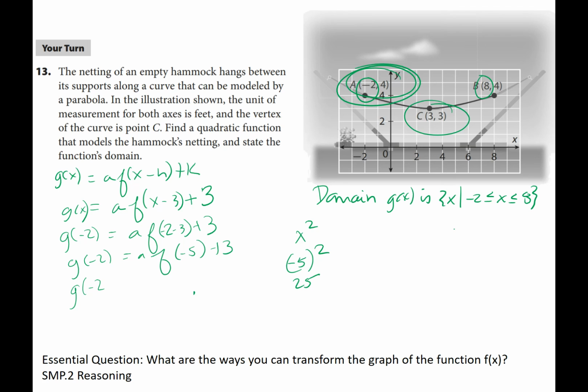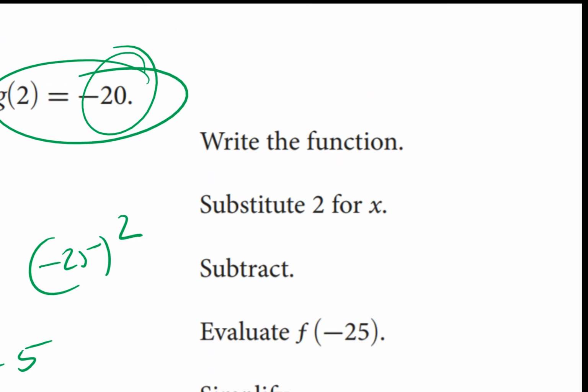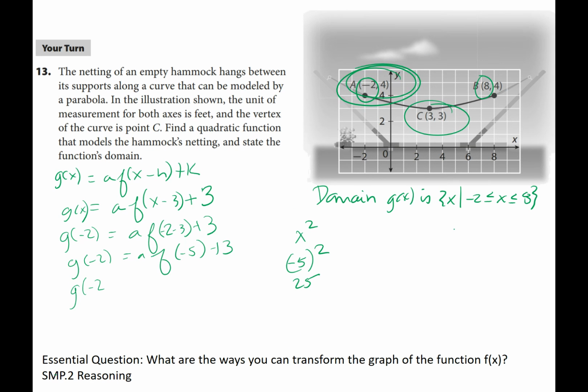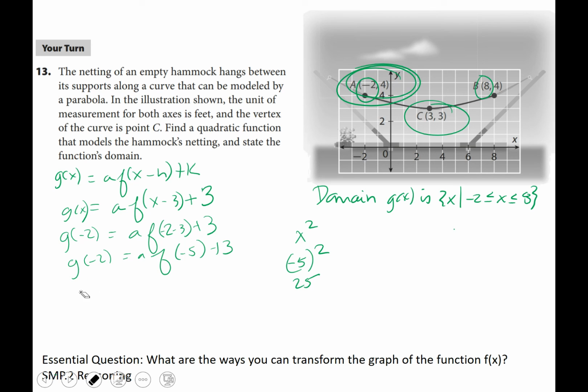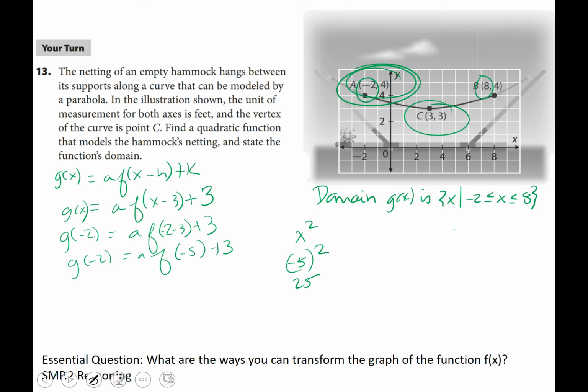Ooh, we know what g of negative 2 is, don't we? Let me fix that. Where did it go? Okay, there it is. I'm going to go here and erase that. Go back to here. All right, so we know that g of negative 2 is actually that 4 value, so I can substitute that in. For the f of negative 5, we calculated that to be 25, plus 3.